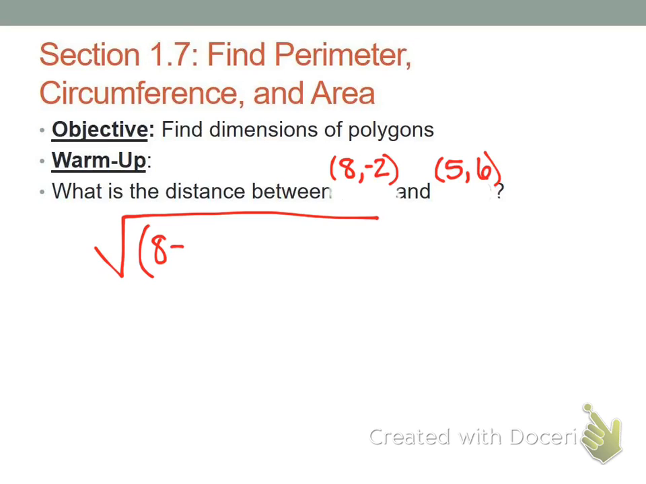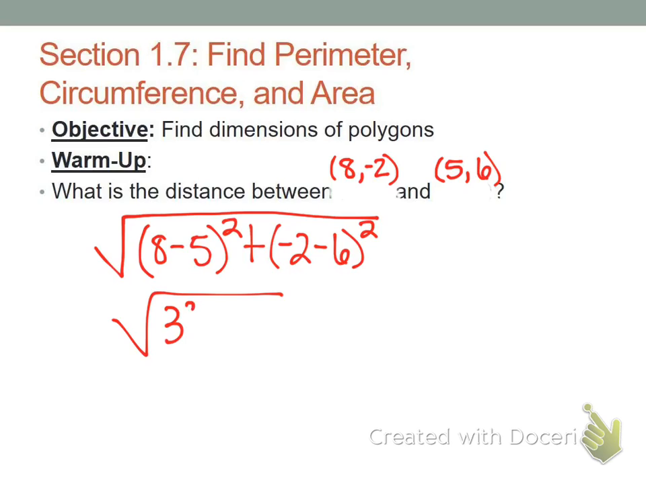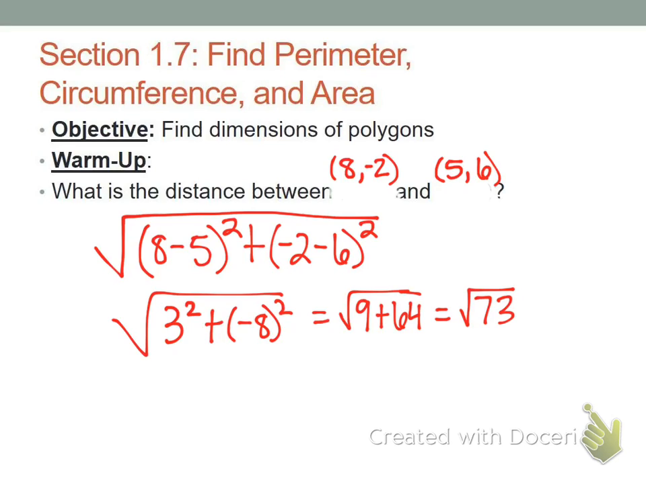8 minus 5, that whole thing gets squared, plus negative 2 minus 6, that whole thing gets squared. 8 minus 5 is 3, still getting squared. Negative 2 minus 6, negative 8, gets squared. 3 squared is 9, negative 8 squared is 64. Add them together: 73. And I don't believe that's going to simplify.